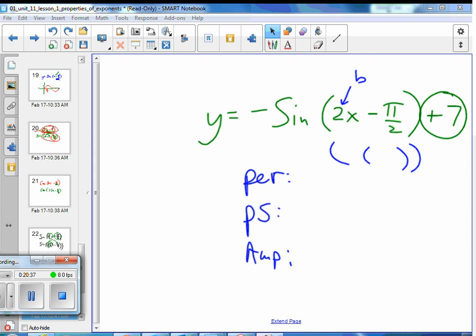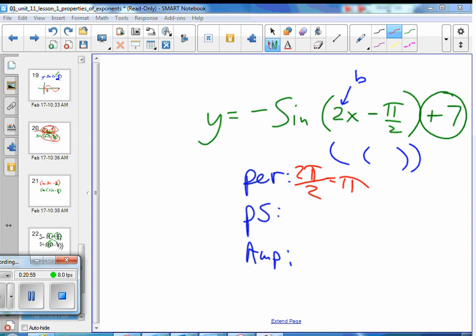All right, so now, here's your period. The period's 2 pi over b. What's the b term? 2. So there we go, 2 pi over 2. Should it simplify it? Yeah. What's 2 pi over 2? It's just pi. Okay. So the period on this is pi, which is shorter than it used to be. It finishes up by the time it hits pi. It used to finish up by the time it hits 2 pi.